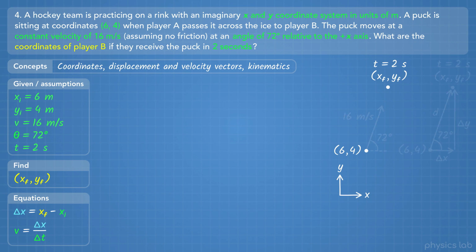First, let's find the displacement vector and then find the components of the displacement. The puck is moving 16 meters per second in a straight line at 72 degrees. So after 2 seconds, the puck will move some distance in that same direction. So the displacement vector will have the same angle as the velocity vector. But what's the magnitude of the displacement?